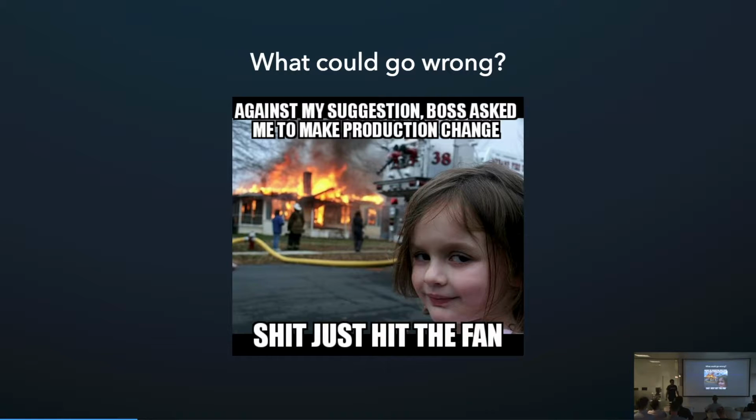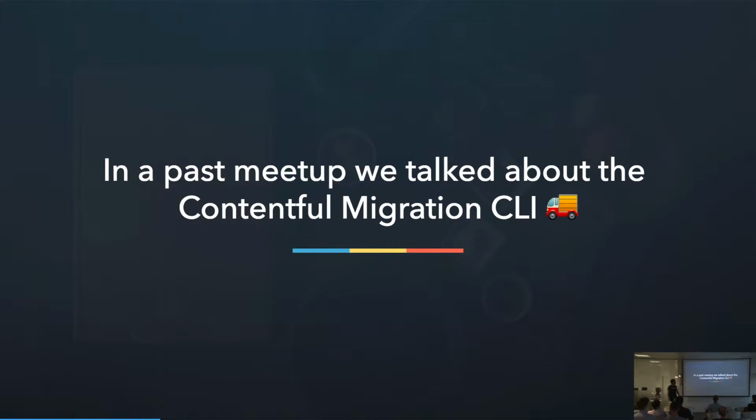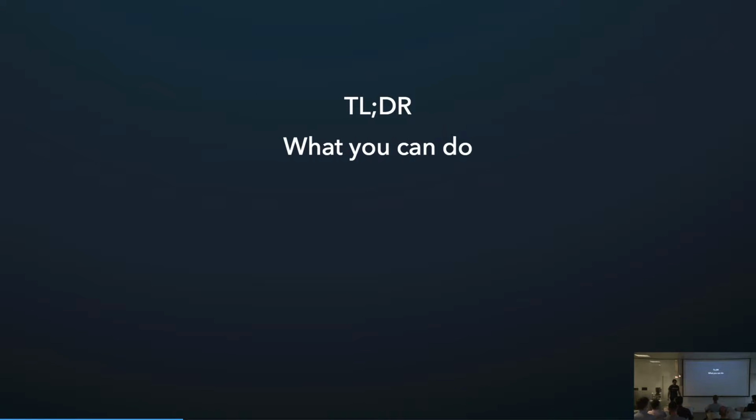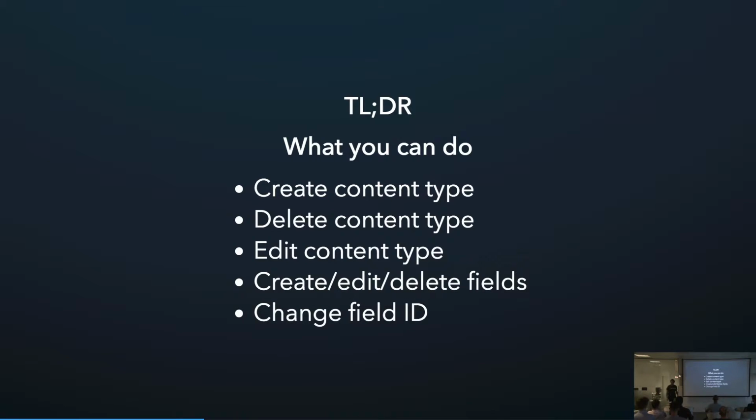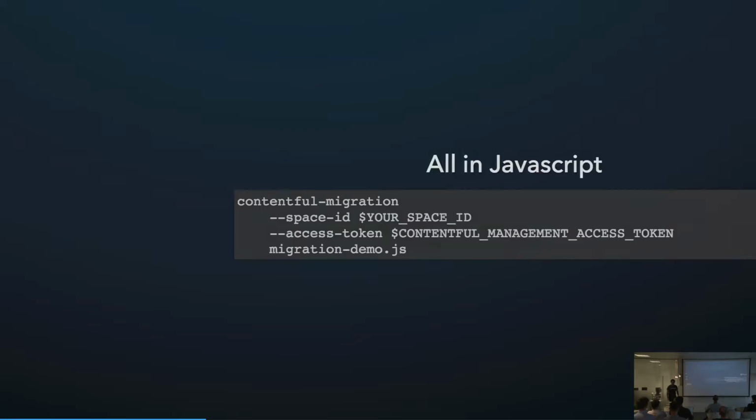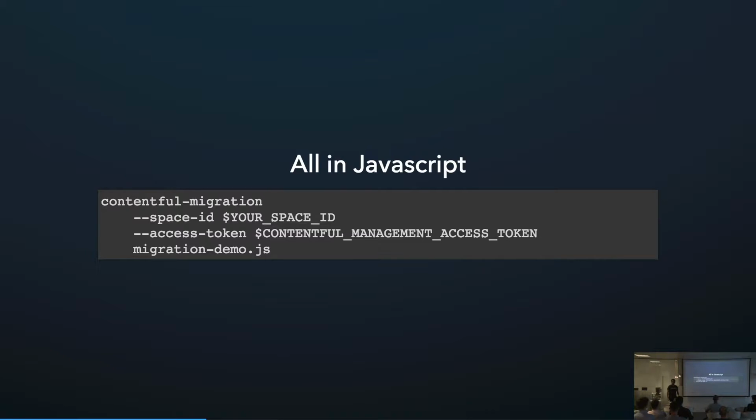In the past, we talked about the Contentful migration CLI. Just to recap, that CLI is a command line tool that lets you create content types, delete content types, edit content types, create, edit, or delete fields, change the IDs of those fields, and it lets you do that all in JavaScript. So it's all dynamic, it's all programmable, you can reuse those migration files, and you can keep working and keep trying them until you get it right.